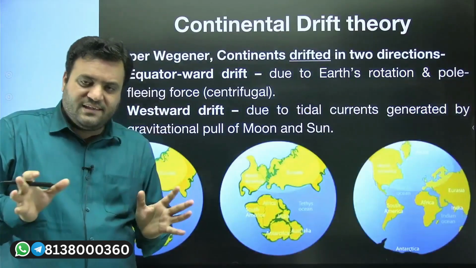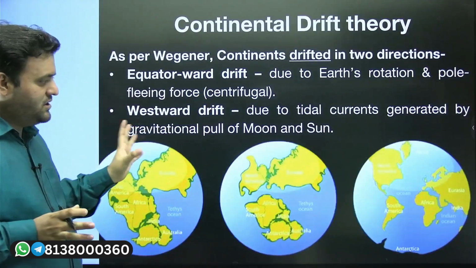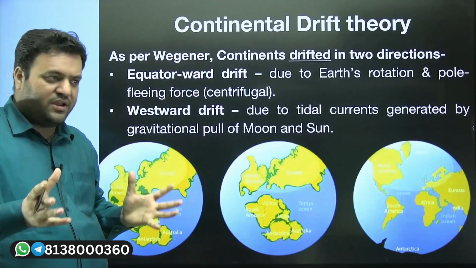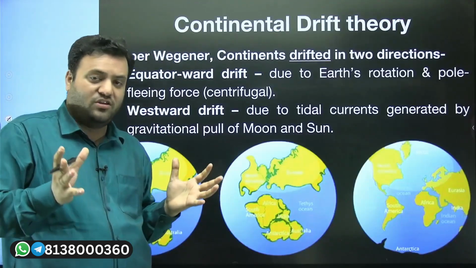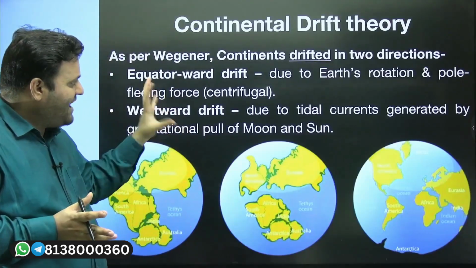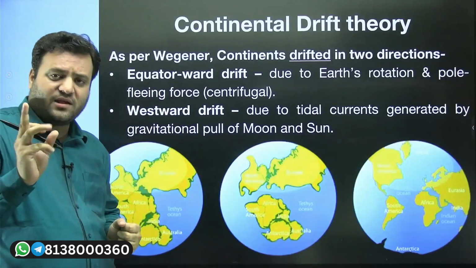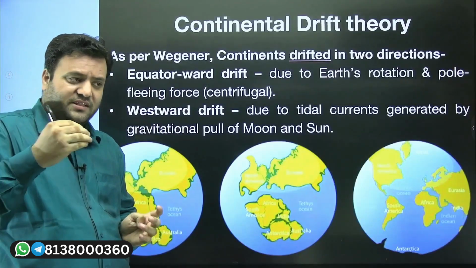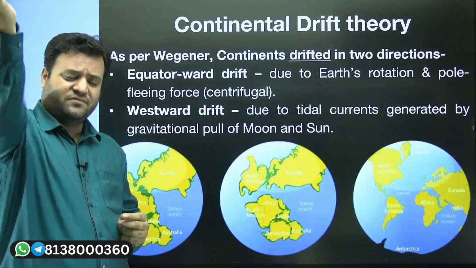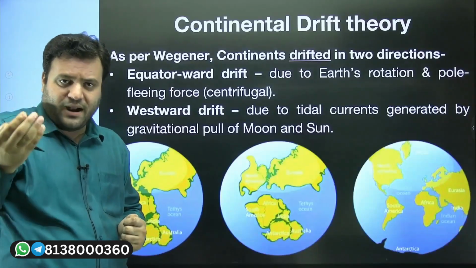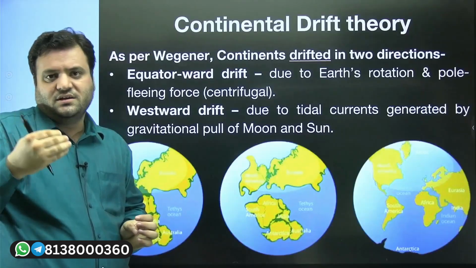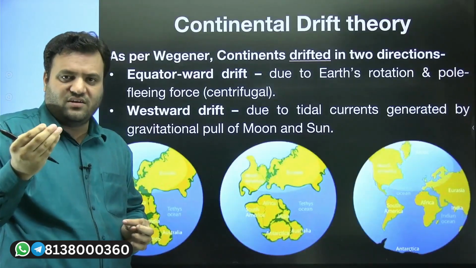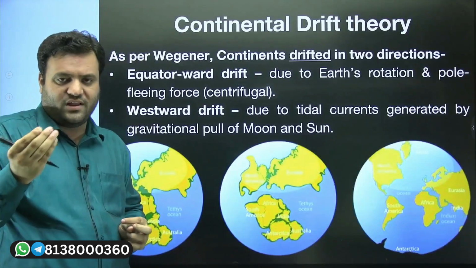Now, as you can see, the continents are actually moving, the land masses are actually moving. So Wegener cited that the continents are moving in two directions. There is one pattern. Wegener tried to give one pattern, and based on that pattern he provides some insight regarding the directions and motion of the land masses.